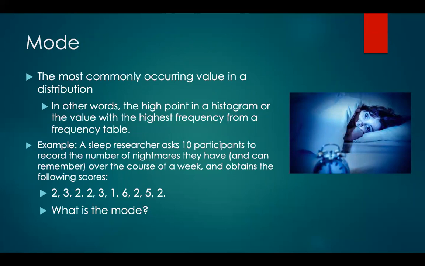Okay, so from this set of scores, it seems that the mode would be 2, since this score arises 5 times in this distribution. Right, so the mode is simply the most prevalent score in a series of scores or in a data set.